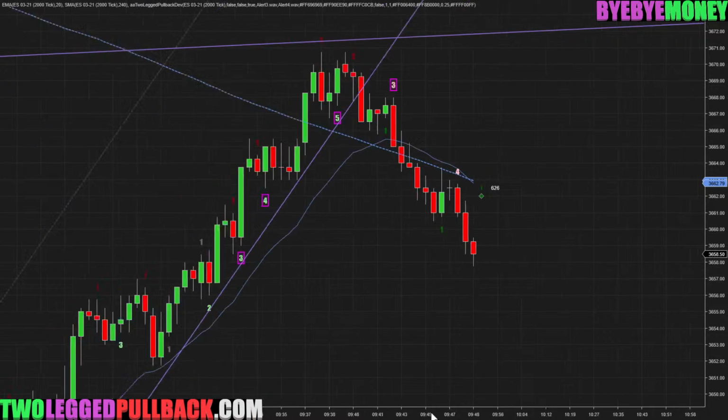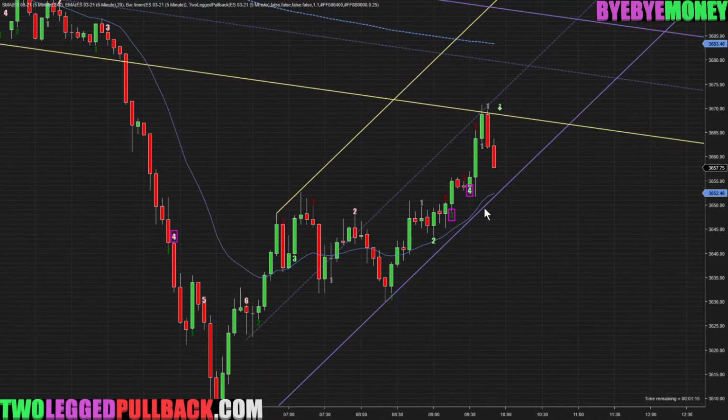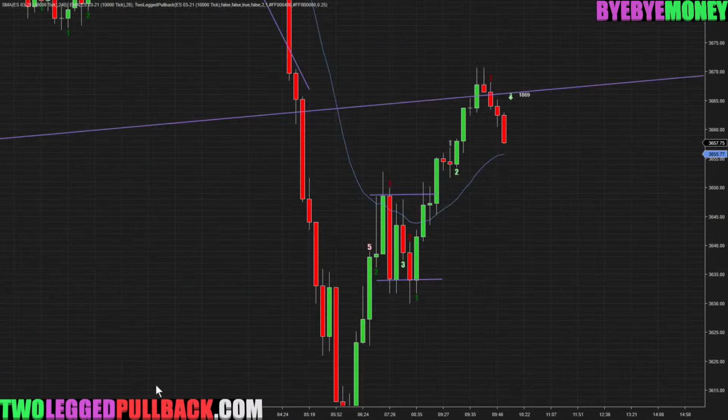Beautiful. I think we're getting a pretty strong A top here. Well, we got the 20 EMA on the 5-minute ready to give us some support. Potential two-legged pullback there.